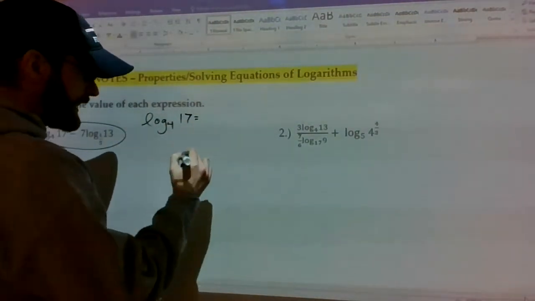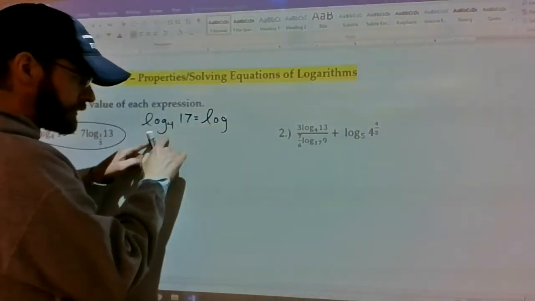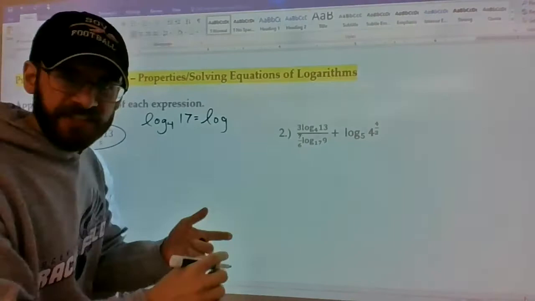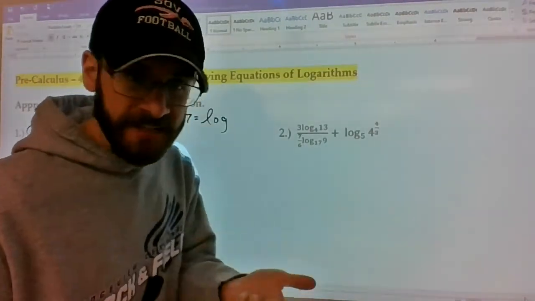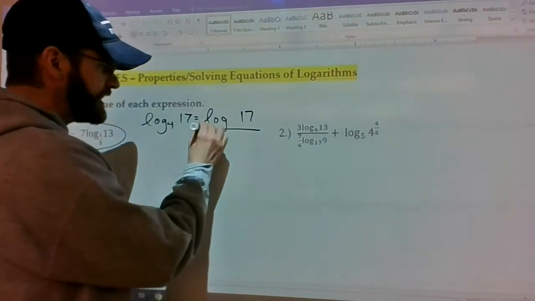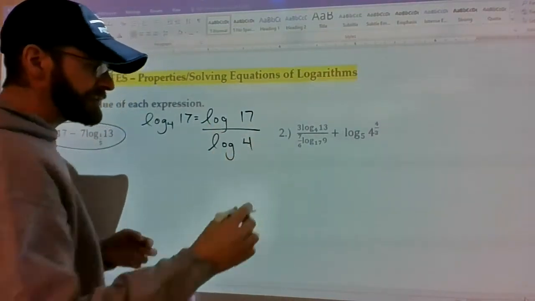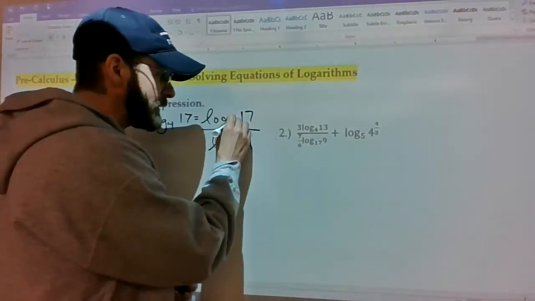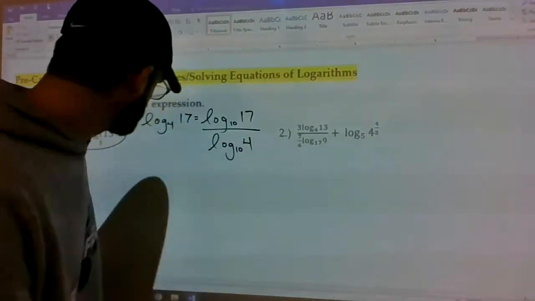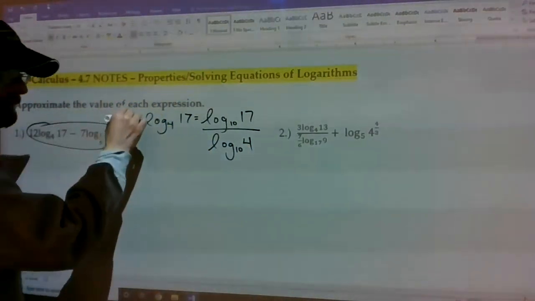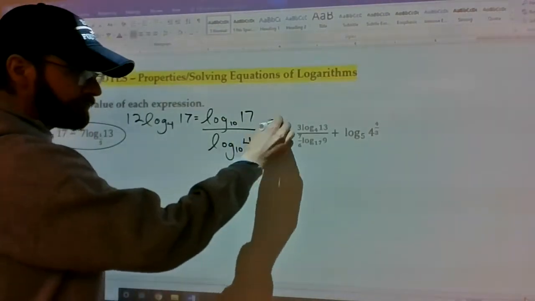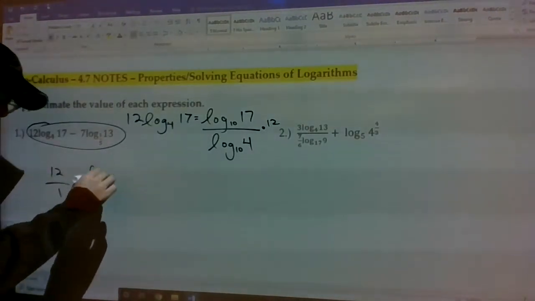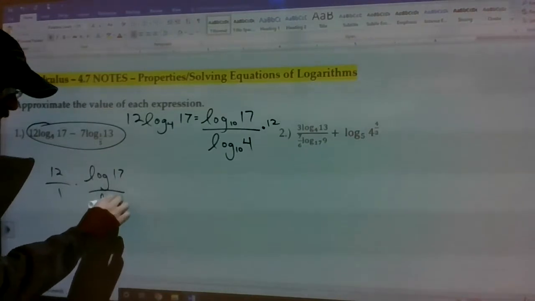The change of base formula basically says log base 4 of 17 is the same as log with a new base, in this case the calculator default of base 10, of 17 divided by log base 10 of 4. So this is a way in which we can utilize our calculator. If there's no base given, that implies it's log base 10. So 12 times this is the same as 12 over 1 times log 17 over log 4.